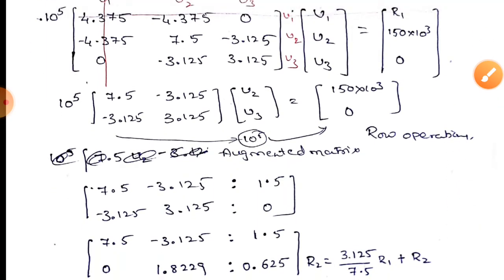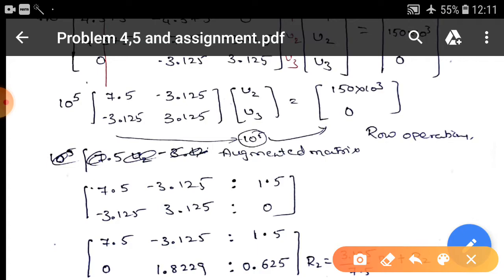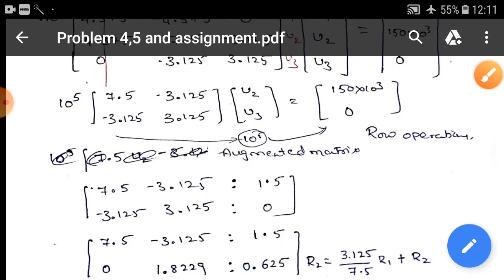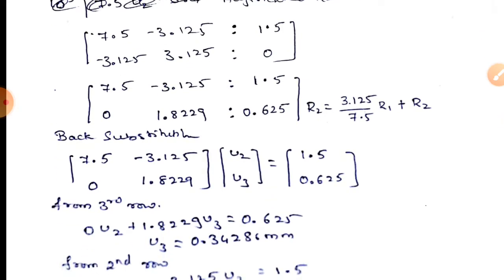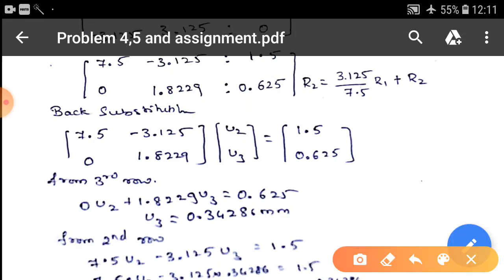After writing this, we just do the elimination method, that is we write it as an augmented matrix. Before that I have taken this 10 raised to 5 outside and thrown it on the other side of the equation, and 150 into 10 raised to 3 divided by 10 raised to 5 becomes 1.5 only. That is the reduced size of the matrix, and doing the row operations will make it an upper triangular matrix. After writing it in upper triangular form, we will do back substitution and determine u2 and u3.